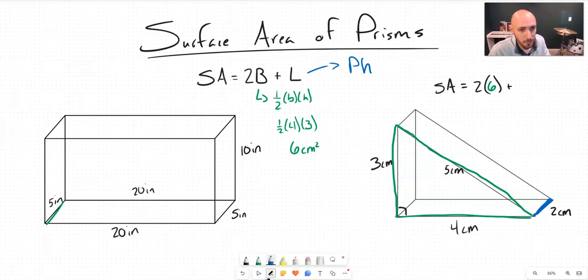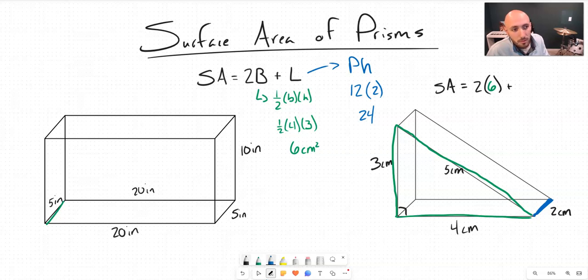So the perimeter of our base is just the sum of the sides. So 3 plus 4 is 7, plus 5 is 12. So the perimeter of our base is 12, and our height is 2. So the lateral area is going to be 12 times 2, which is 24.